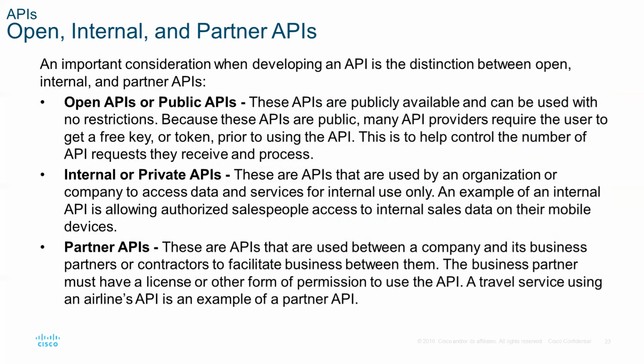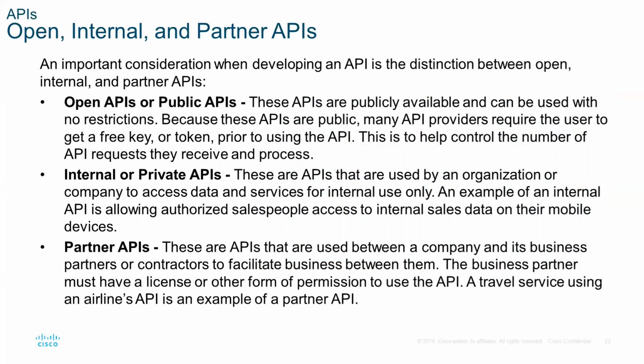So we need to make a distinction between open, internal, and partner APIs. Open or public APIs are, as the name says, open to the public, with no restrictions. Internal or private APIs are used only within the organisation or company's database, and the information is for the organisation's use only.